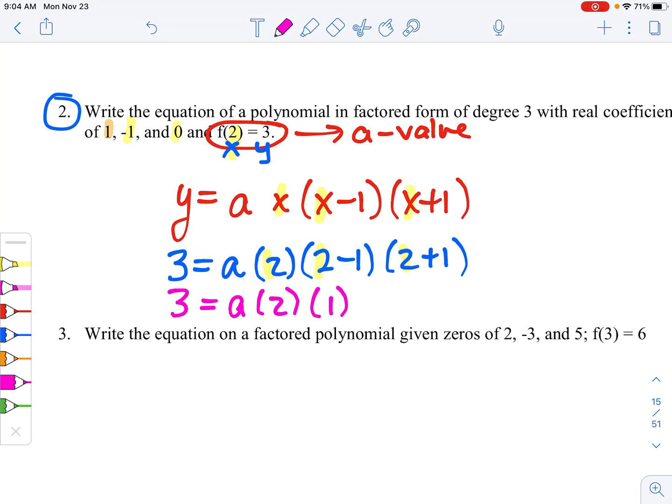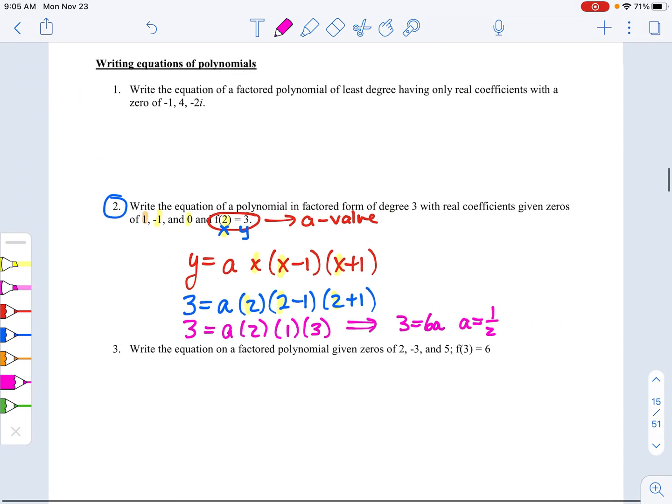2 minus 1 is 1. And 2 plus 1 is 3. Well, if I simplify that, that gives me 3 equals 6a. And when I divide by 6, I get a is 1/2.